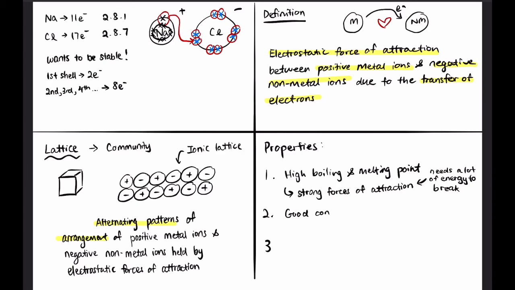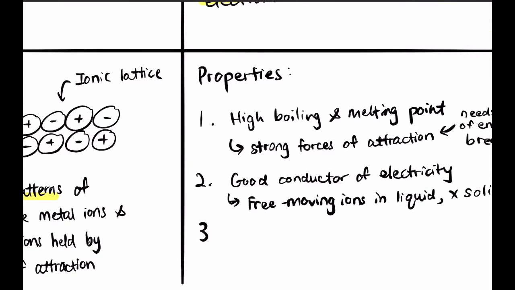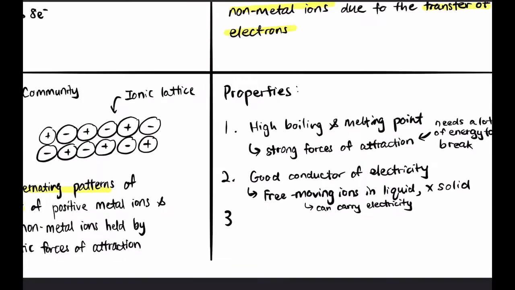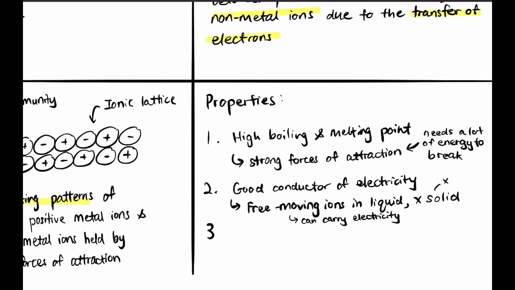The second one is that it is a great conductor of electricity. Electricity flows when there is a presence of free moving ions or free moving electrons. In this case, free moving ions. So these free moving ions can only be seen in liquids and not solid ionic compounds. So that's really important for you to remember. Why? It's because these free moving ions in liquid can move around and can carry the electricity.